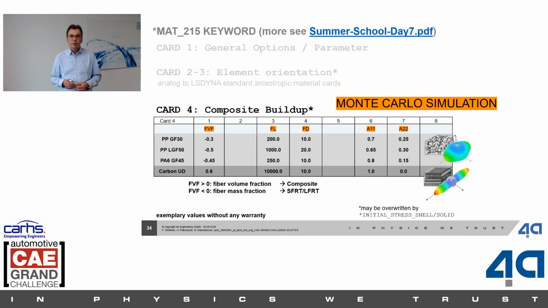And if you take this into account, we can look at the material itself and the keyword. We see the composite build-up, and the composite build-up shows us the opportunities that we can define the fiber volume fraction, the fiber length, the fiber diameter, and the fiber orientation itself. We could use these values for a Monte Carlo simulation to do deeper research, to get a deeper understanding of how these parameters affect our material behavior, our part performance, and so on. That's just the idea and outlook.